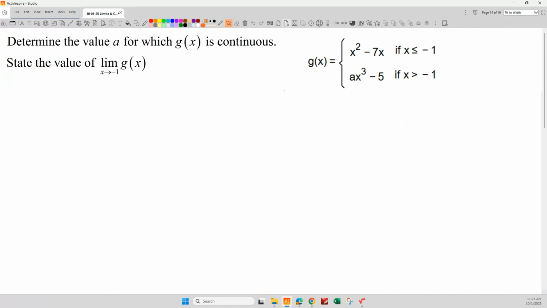Okay, so this one: determine the value a for which this function is continuous, first of all. And then it says state the value of the limit of g of x as x approaches -1. I kind of made this one up, so this one example addresses 2 or 3 different questions on test 1 and test 2. If we can do this one, all those other ones will make sense. So what am I going to do? What has to be true for this to be continuous?